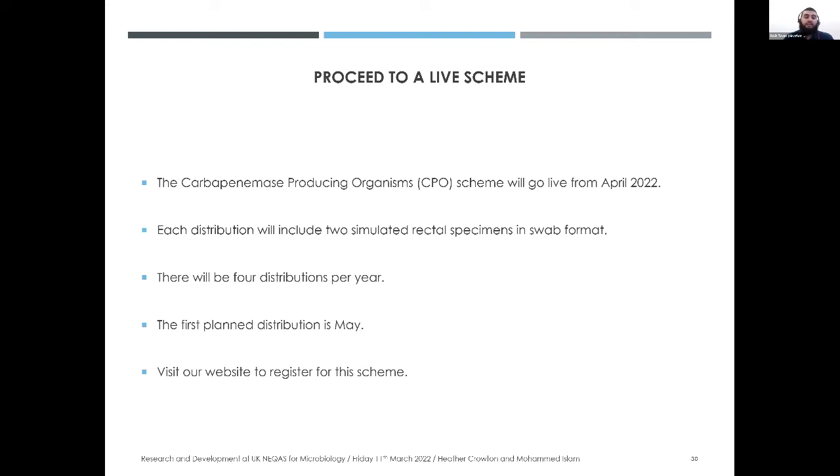This is also a first for bacteriology and UK NEQAS, as the sample will be sent in a swab format as opposed to our traditional method of the lyophilized sample. So this is an exciting time for us in the scheme.